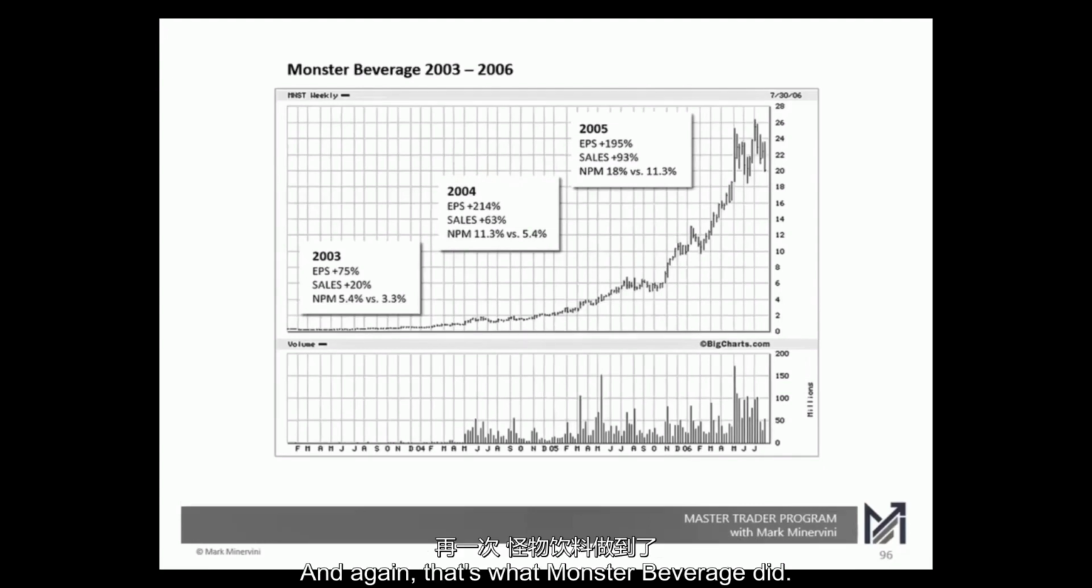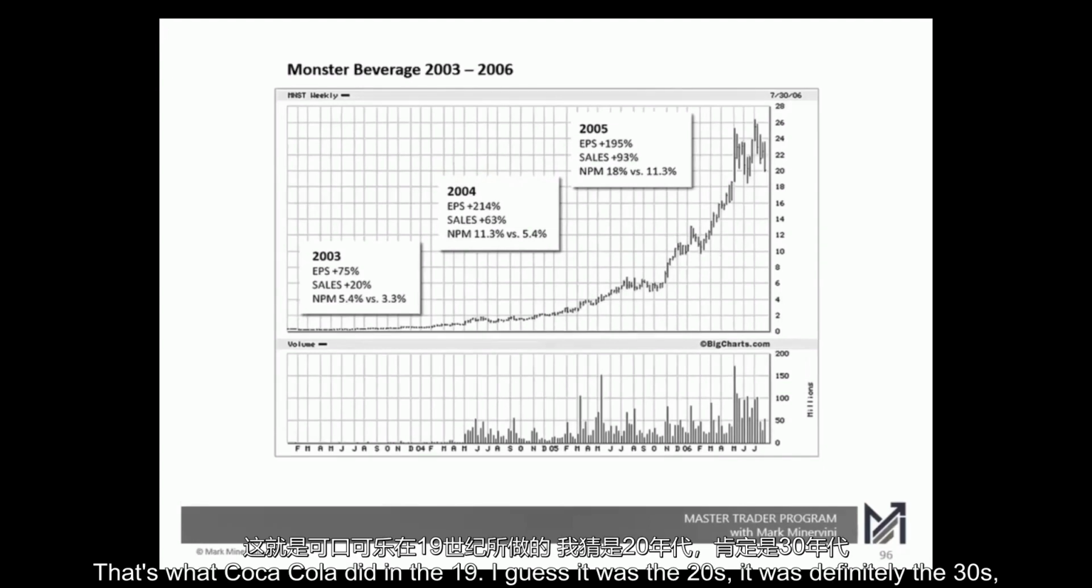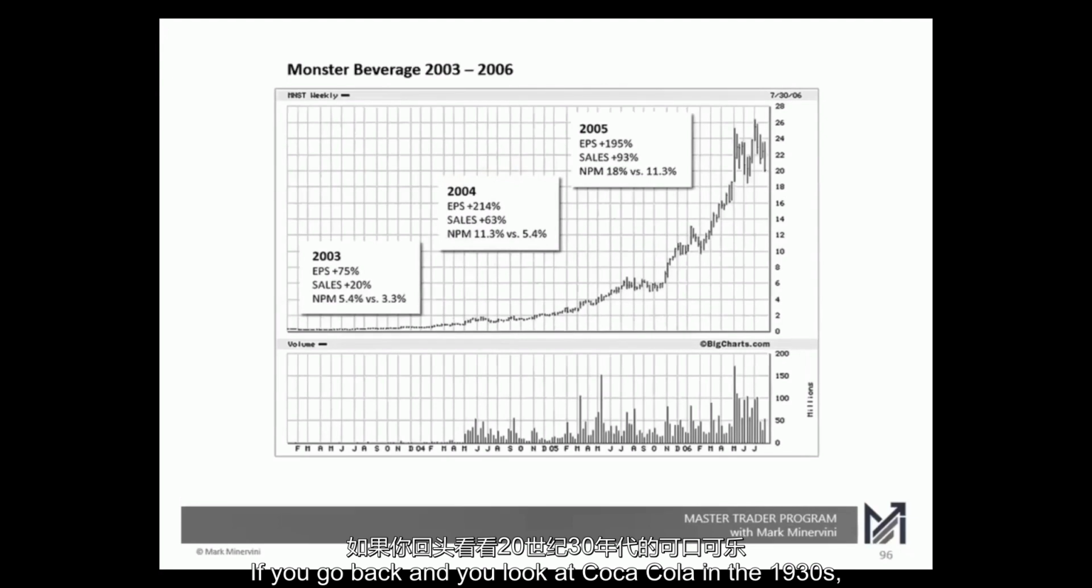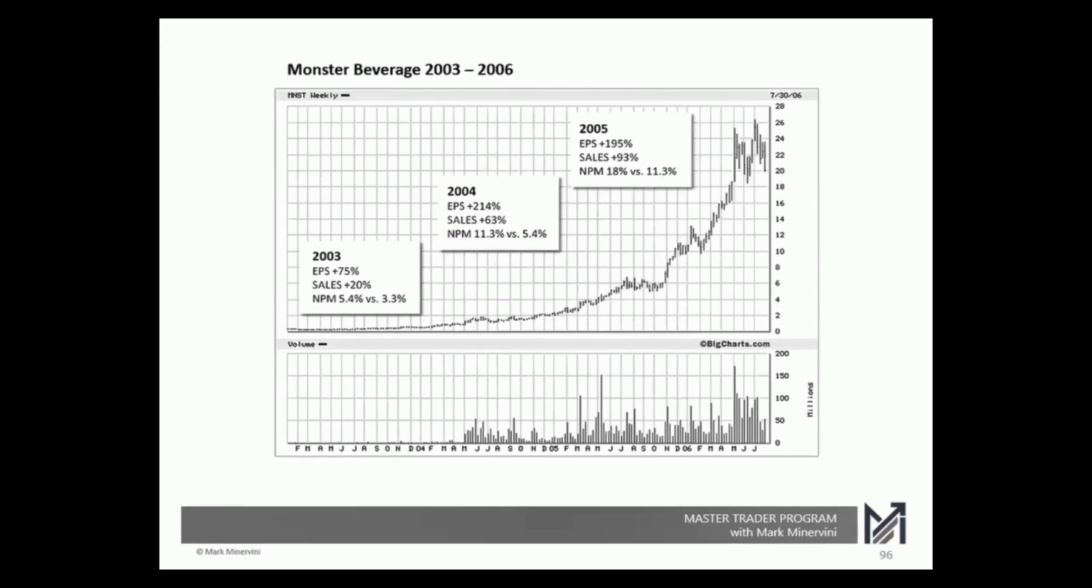And again, that's what Monster Beverage did. That's what Coca-Cola did in the, I guess it was the 20s, or it was definitely the 30s, but maybe even the 20s. Coca-Cola came out, and Coca-Cola was this great new beverage that took the world or the country by storm. Same thing with Monster Beverage. Nothing different. If you go back and you look at Coca-Cola in the 1930s, it had the earnings. It looked like Monster Beverage. It had the same earnings. It had all the characteristics.